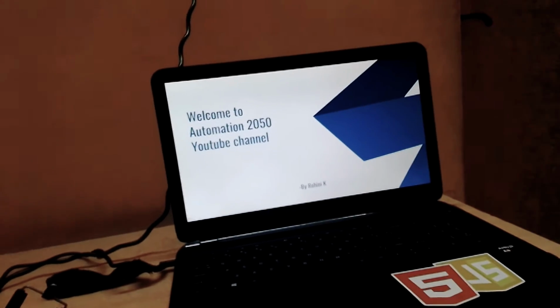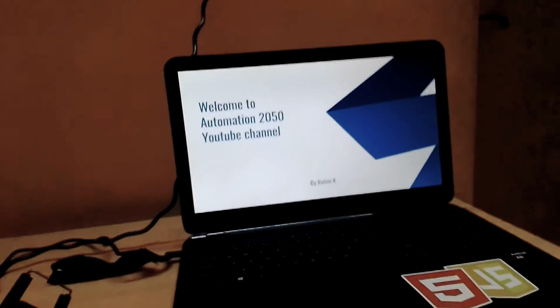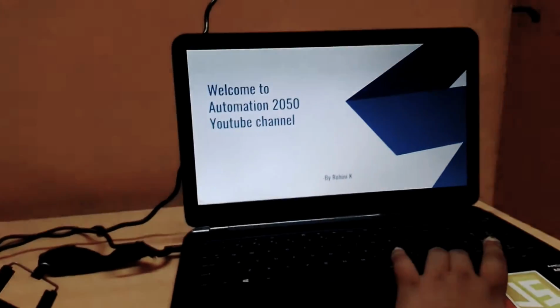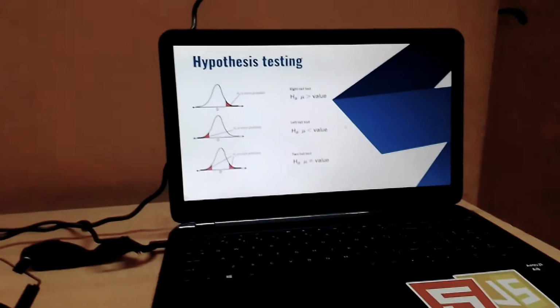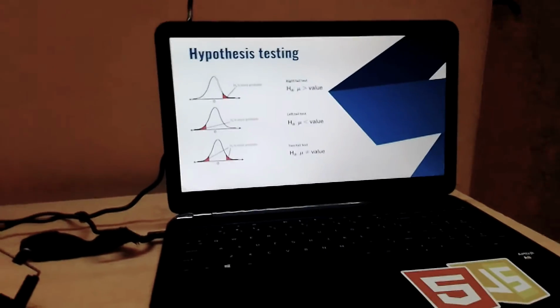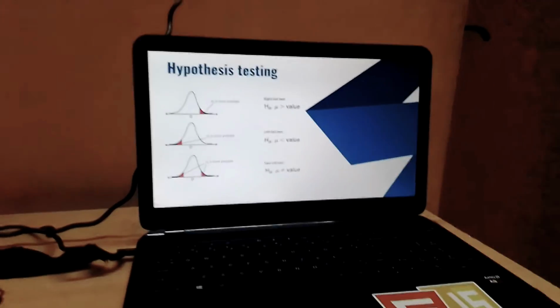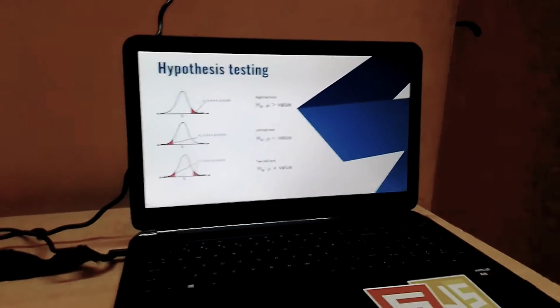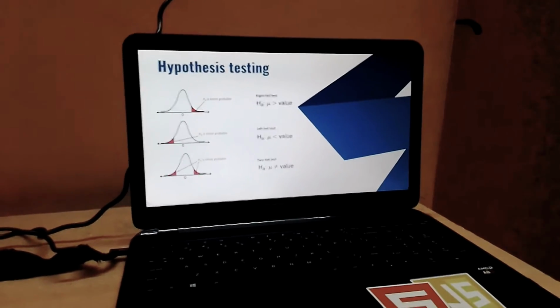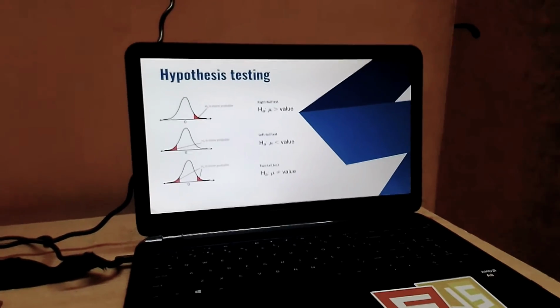So we are going to now cover the topic of hypothesis testing. Hypothesis testing is otherwise called significance testing, which is ubiquitous in traditional statistical analysis. The purpose is to learn whether random chance might be responsible for an observed effect.